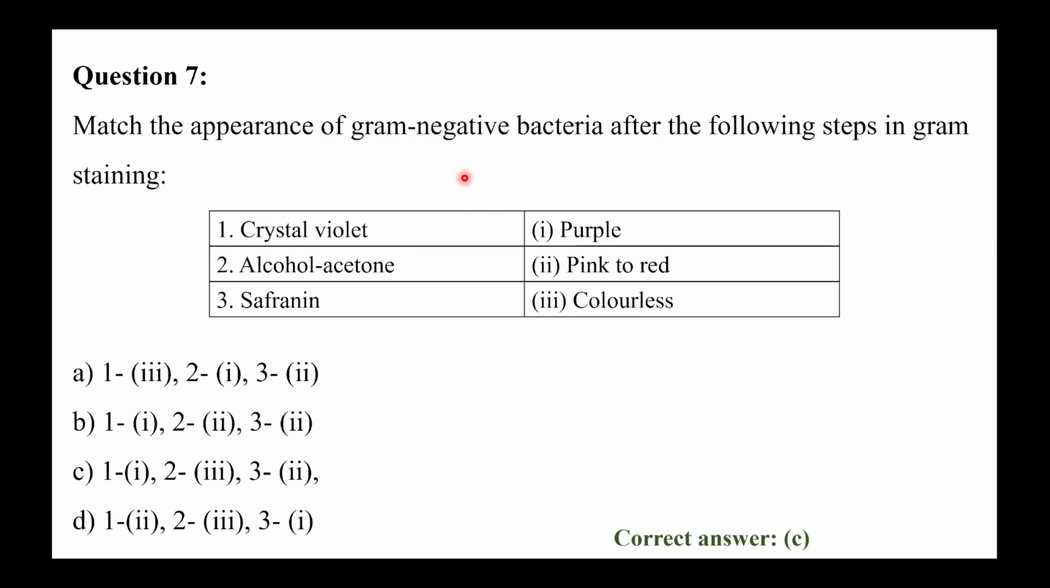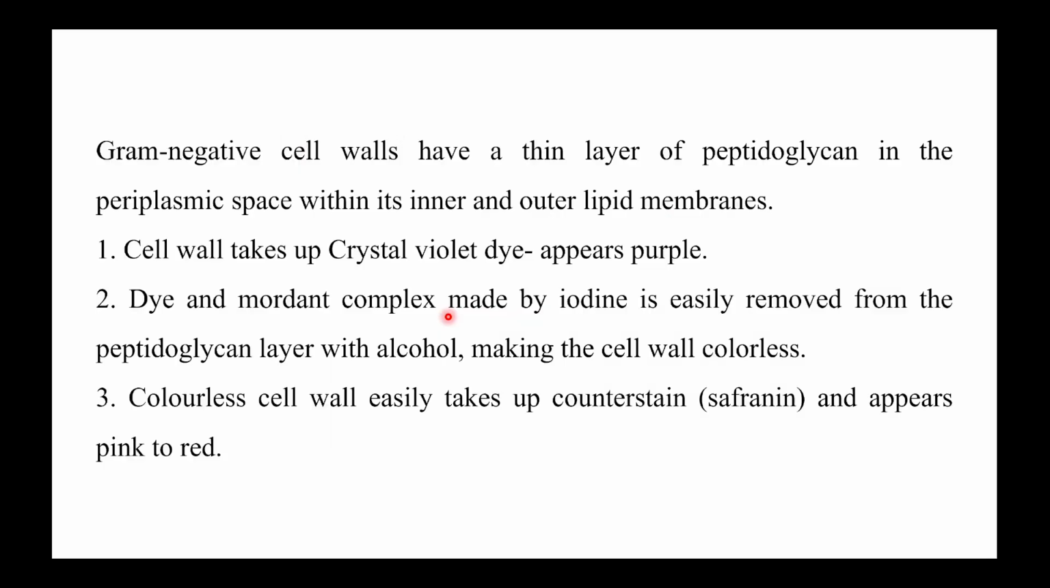The appearance after each step for a gram negative would be purple after crystal violet, colorless after the alcohol step, and pink after safranin. Gram negative cell walls have a thin layer of peptidoglycan in the periplasmic space between the inner and outer lipid membrane. The cell wall takes up crystal violet dye and appears purple.